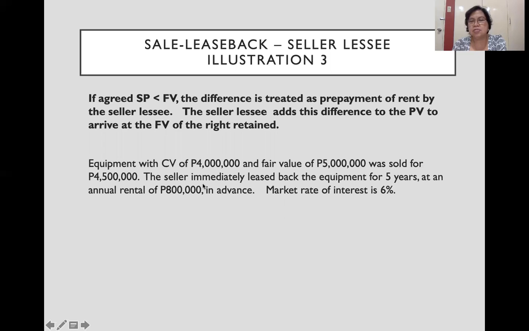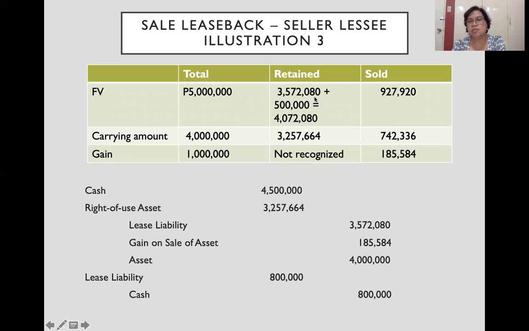The seller immediately leased back the equipment for 5 years at an annual rental of 800,000 in advance. The market rate of interest is 6%. So, we revise our computation now. This is the present value of the periodic payment. However, the excess of the fair value over the selling price is considered to be prepayment of rental. So, this present value is increased by this difference of 500,000.